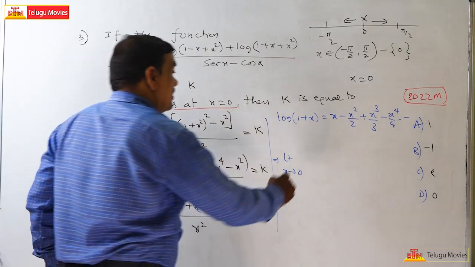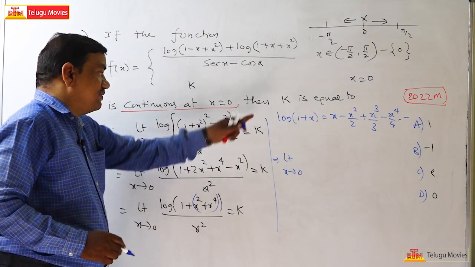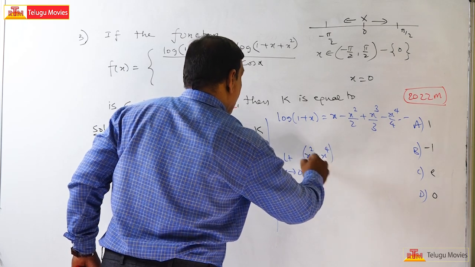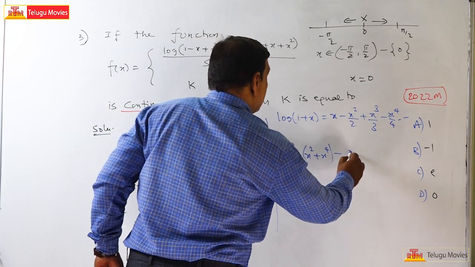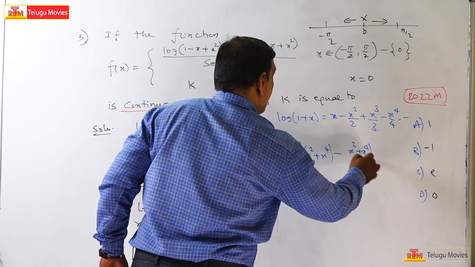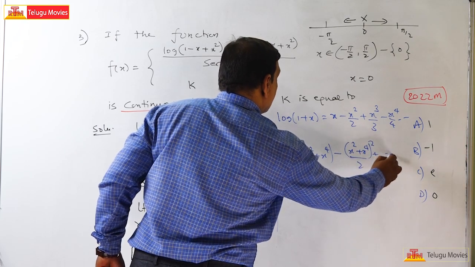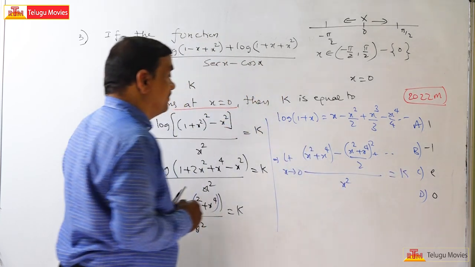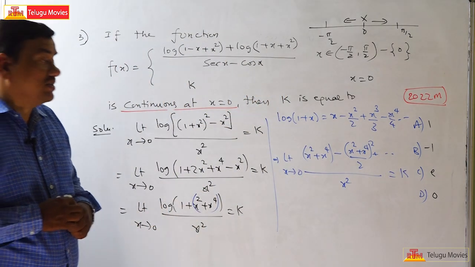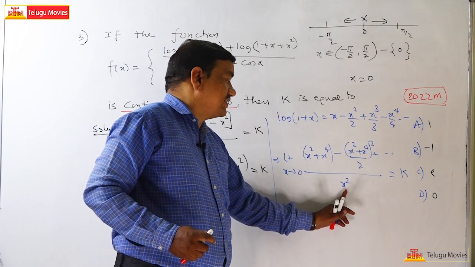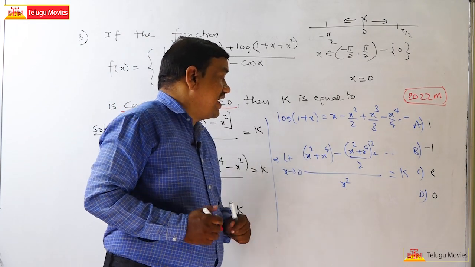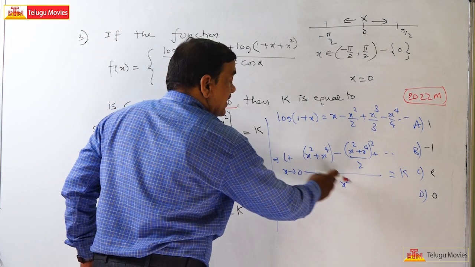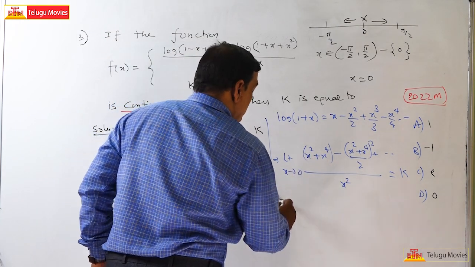This is a, so 1 plus x means this, that means first x square plus x power 4 will come, minus x square plus x power 4 whole square by 2 plus so on will come, divided by x square, which is equal to k. So no need of higher powers here. Let us divide each and every term with x square. So if you divide with x square here, x square will get cancelled.